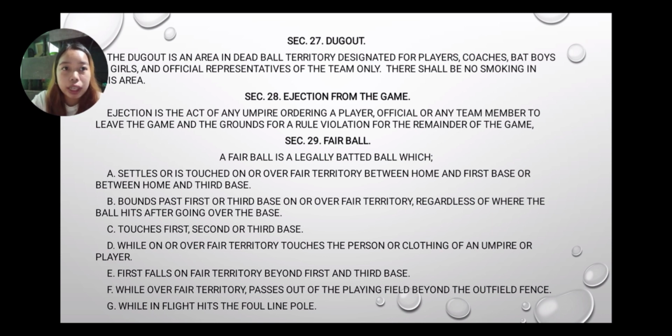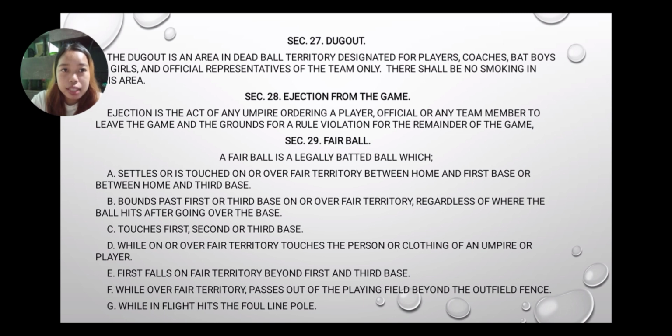Section number 29. Fair ball. A fair ball is a legally batted ball which settles or is touched on or over fair territory between home and first base or between home and third base. Bounces past first or third base on or over fair territory, regardless of where the ball hits after going over the base.